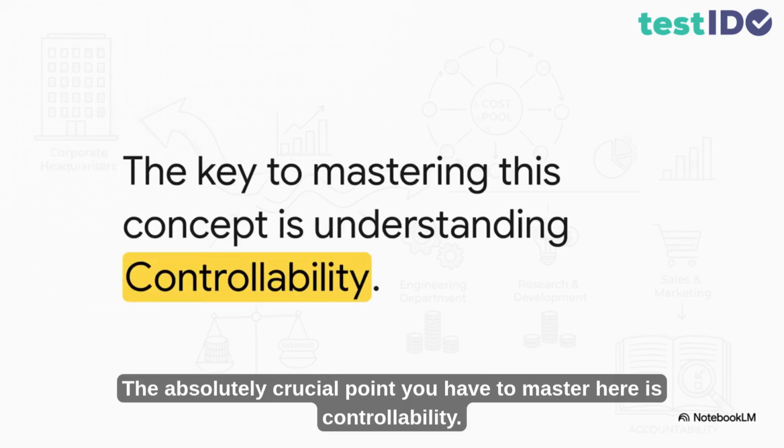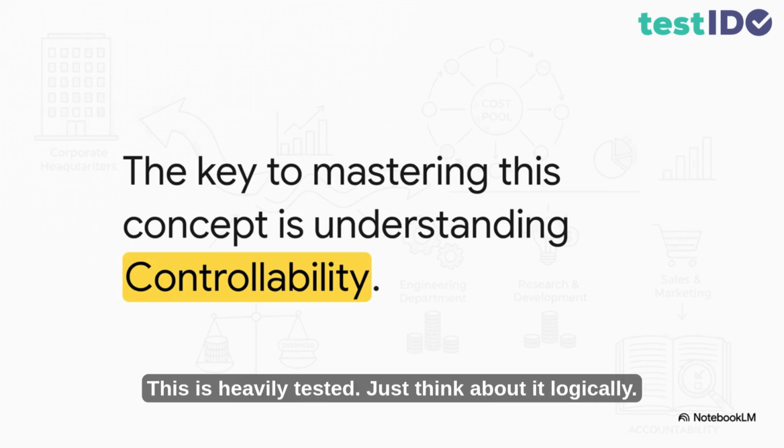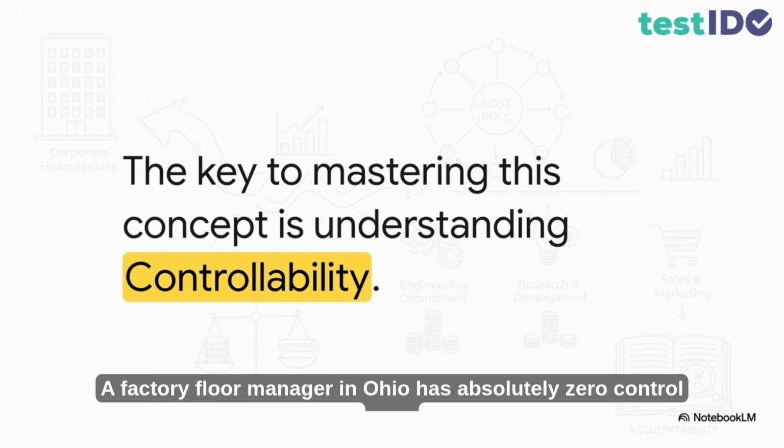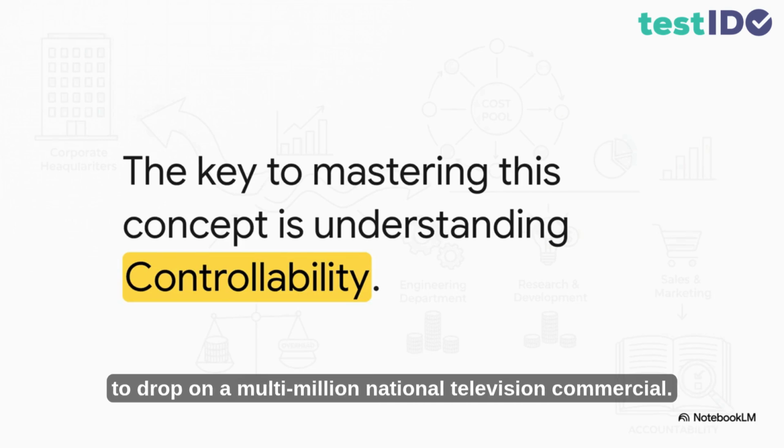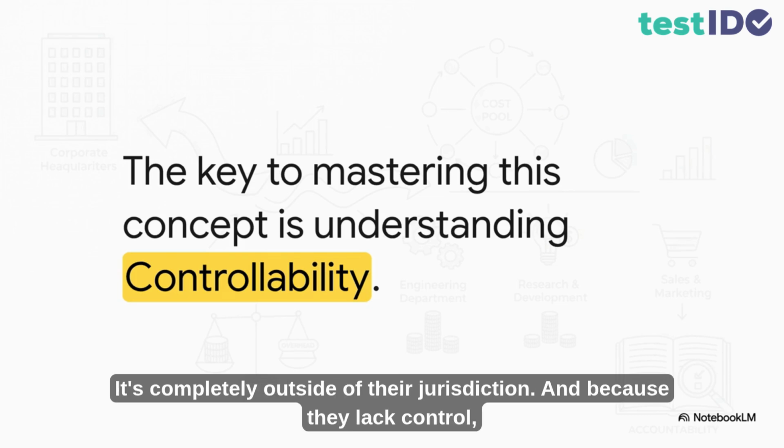The absolutely crucial point you have to master here is controllability. This is heavily tested. Just think about it logically. A factory floor manager in Ohio has absolutely zero control over how much the corporate headquarters in New York decides to drop on a multi-million-dollar national television commercial. It's completely outside of their jurisdiction.